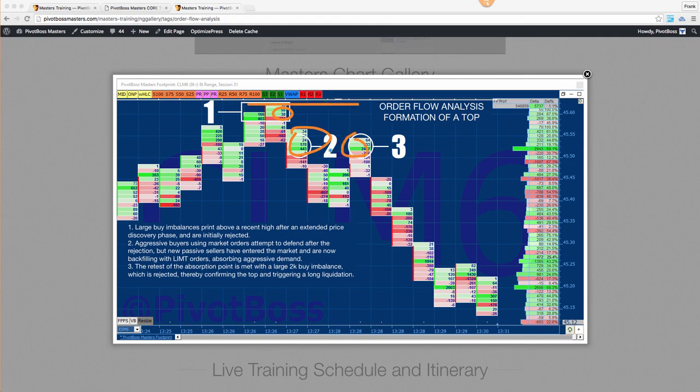And while you may not have gotten a high, if you execute in here, your adverse excursion is still minimal. A tick or two or zero sometimes, or maybe 5 ticks, who knows. But on this type of retest, when you retest the absorption point, it is very powerful, and you see the stops come out. So what size of a stop loss above the high would you use?